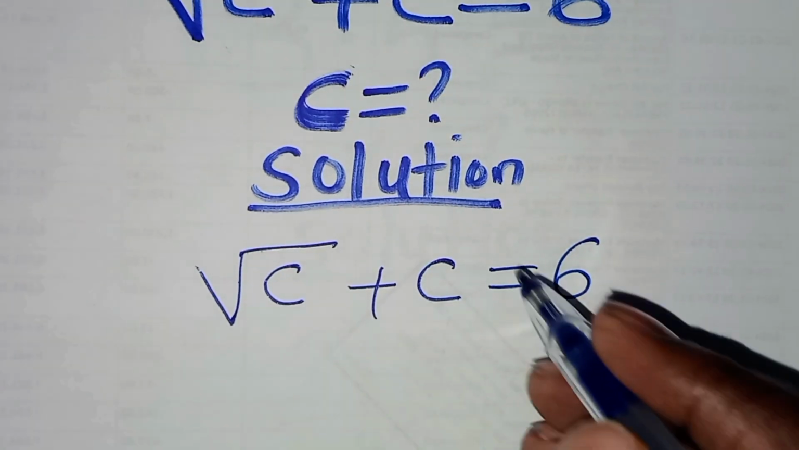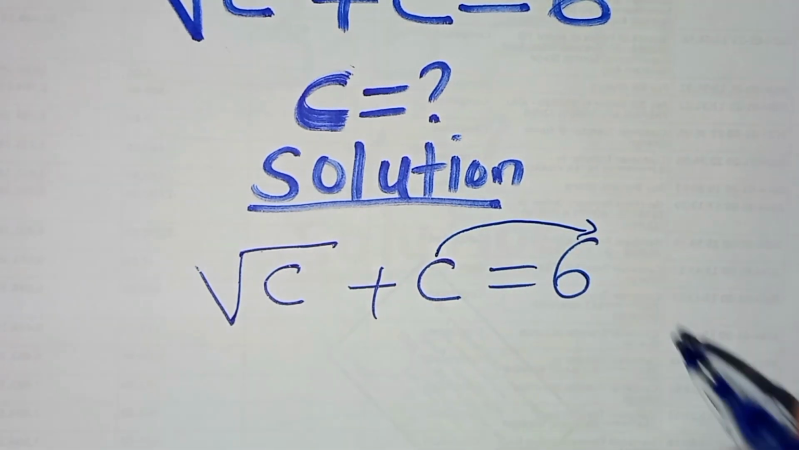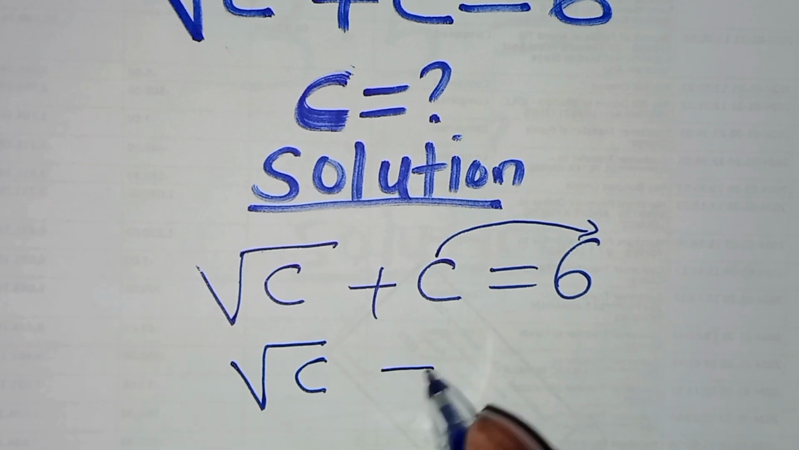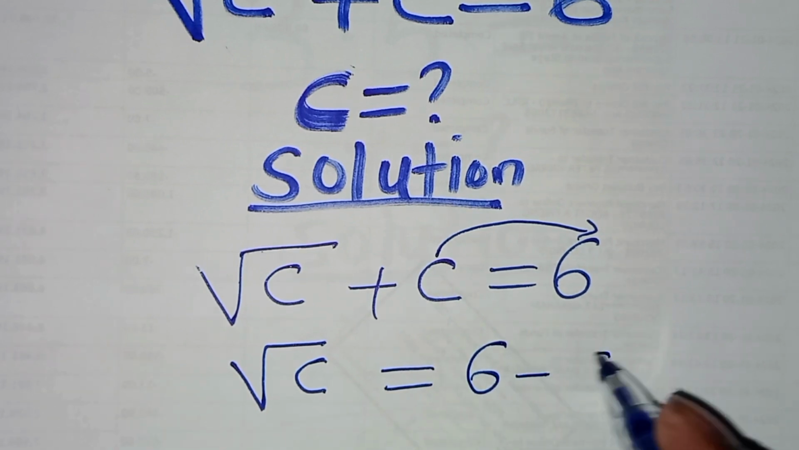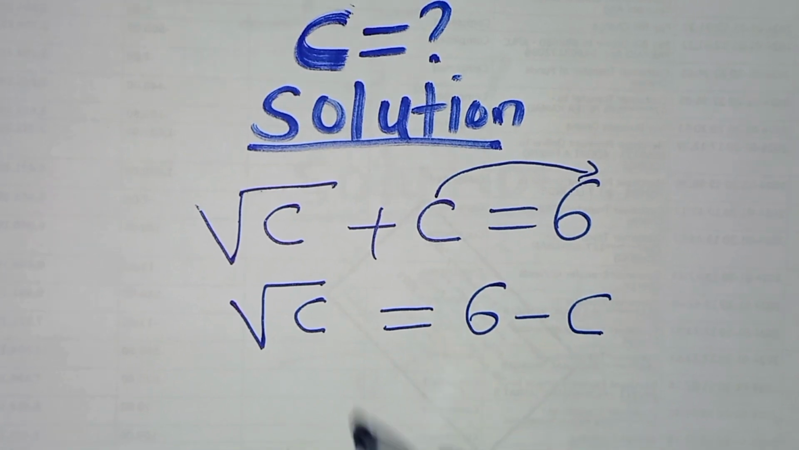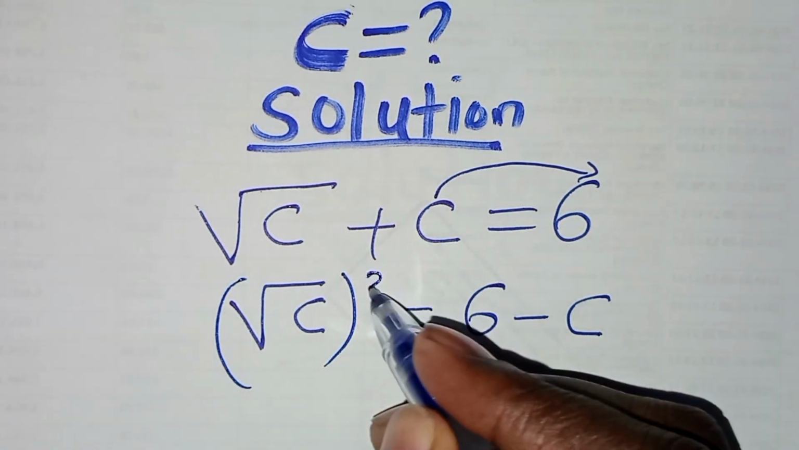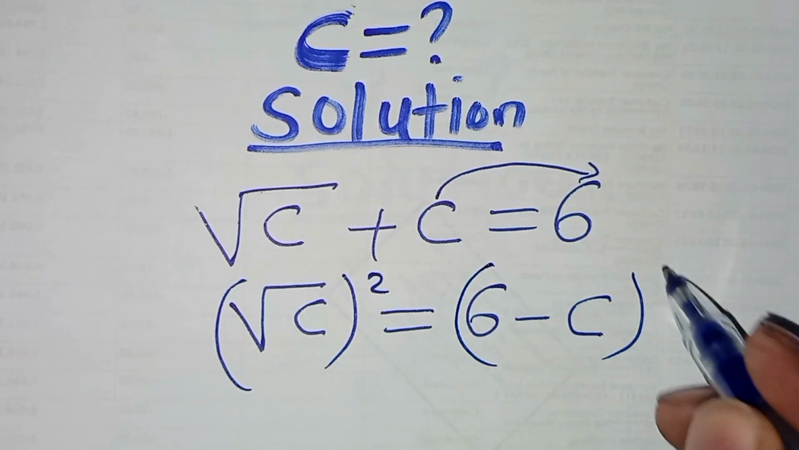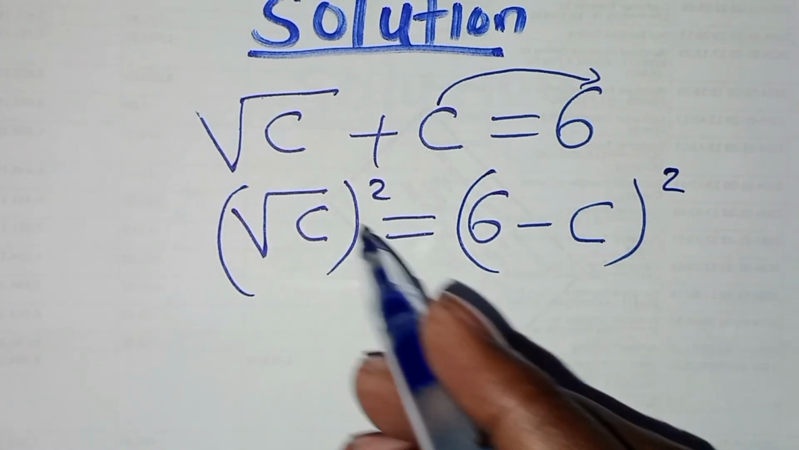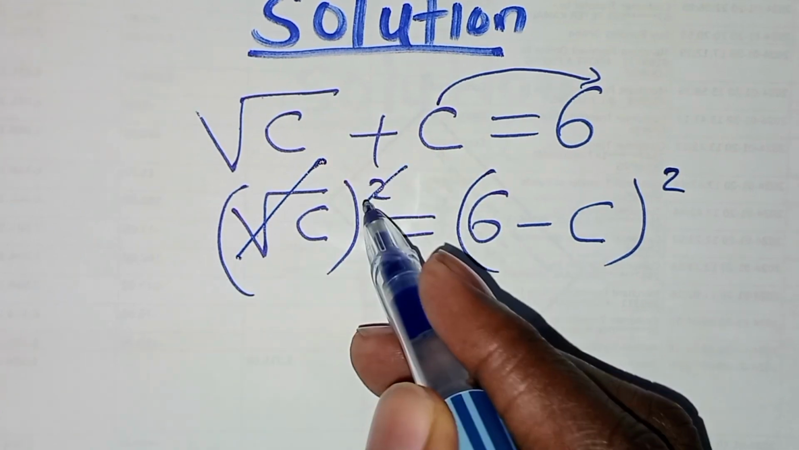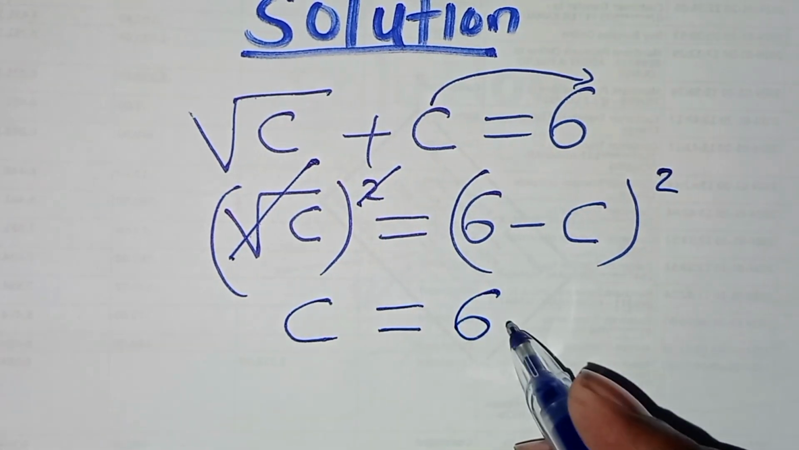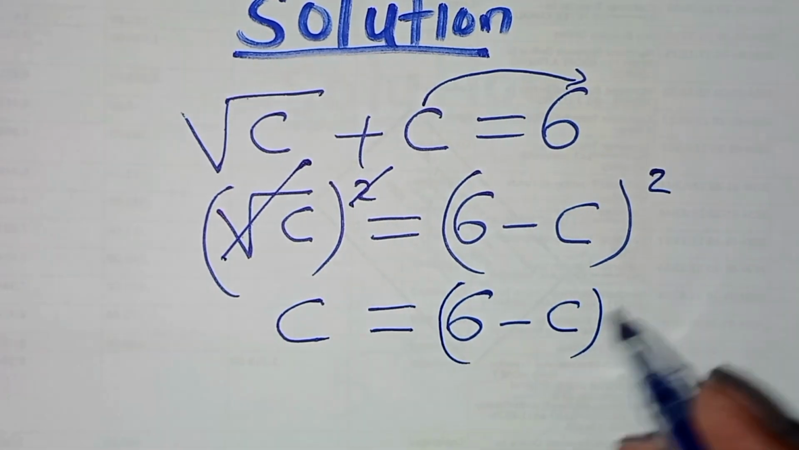Now, solution from here: we have that the square root of c plus c is equal to 6. The first step here, let's take c to the right-hand side, so that we have the square root of c equal to 6, subtract c. The next step, let's square both sides, so that the square root of c squared eliminates the square root sign. So here we have c equal to (6 minus c) squared.